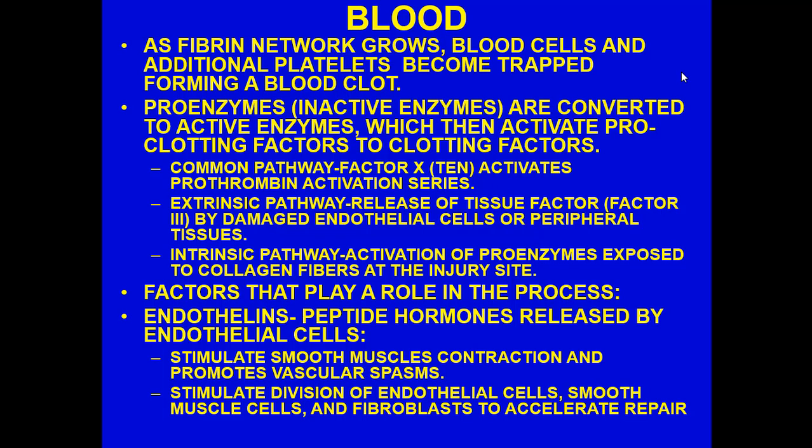The extrinsic pathway is a little bit different. It will release tissue factor. This is known as factor 3. This is released by damaged endothelial cells or peripheral tissues. The intrinsic pathway is the activation of proenzymes exposed to collagen fibers at the injury site. So you have several different pathways that lead to a summation, which will eventually be a blood clot.